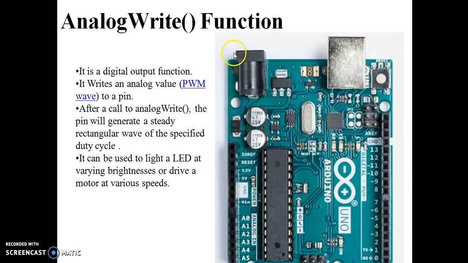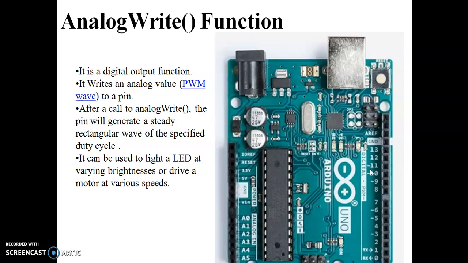Now the analogWrite function. The analogWrite function is a digital output function. The analogWrite function is used to generate a PWM wave. That means it writes an analog value, a PWM value, to a pin. The pin may be D3, D5, D6, D9, D10 and D11.